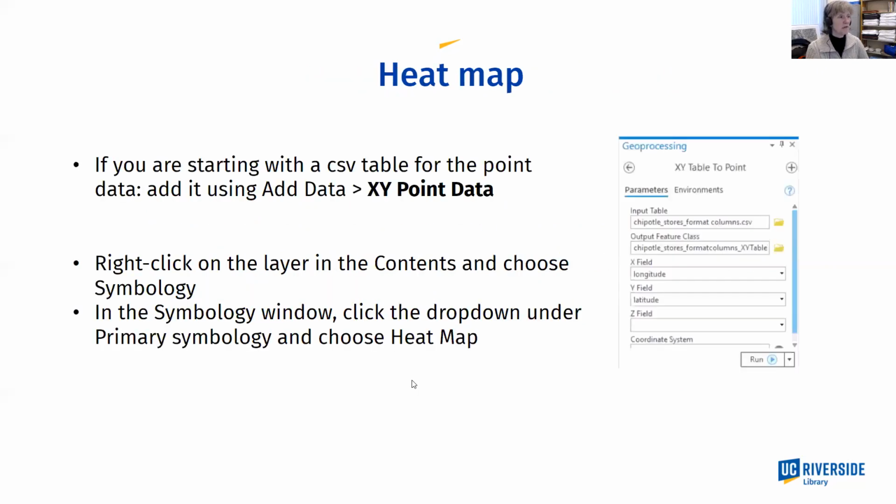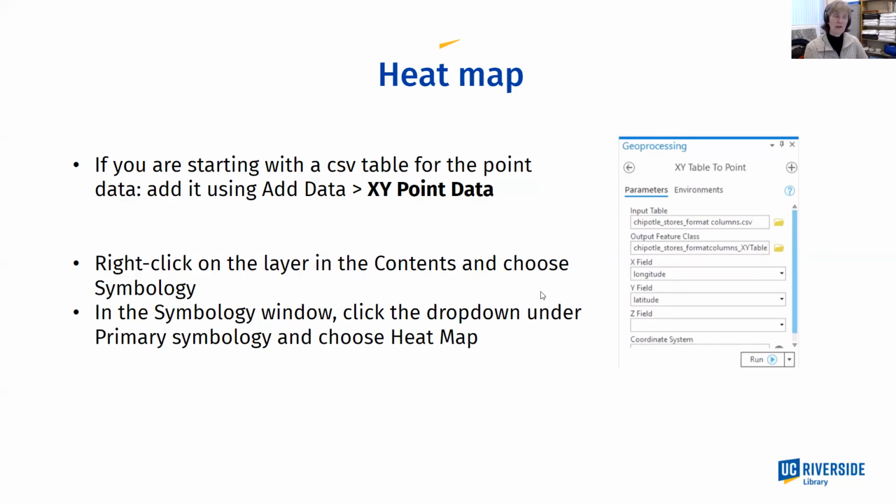So for a heat map, this is the interface. If you were adding a CSV table, the interface that you get would look something like this. You just have to help the tool recognize which field represents the X value and which field represents the Y value from your data set. And that's how you would generate that point layer from a tabular data set.